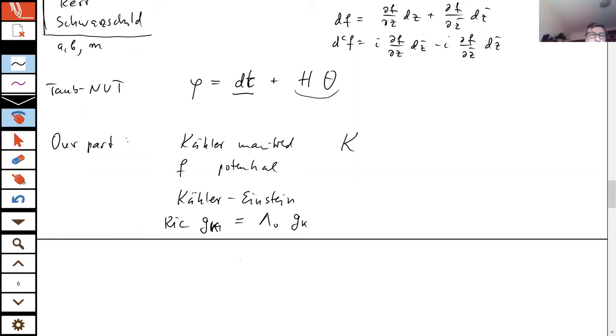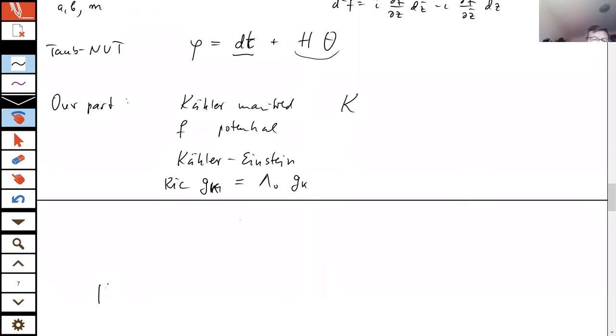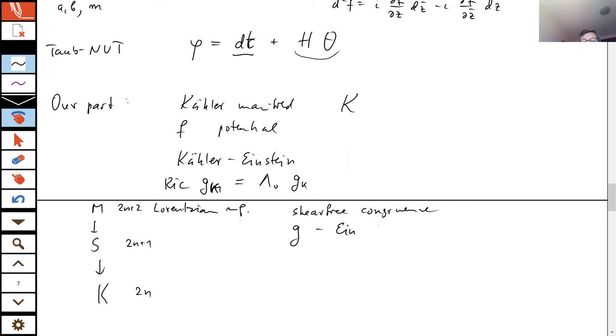And then we were wondering, starting from that, can we construct a Sasaki manifold and construct a Lorentzian manifold already of higher dimension. So this is say dimension 2n. Here we would have 2n plus 1. Here we would have 2n plus 2. So some Lorentzian manifold which has a shear-free congruence on it, and a metric G, which is Einstein, and hopefully with a cosmological constant, which we can control. And it turns out that this is possible.